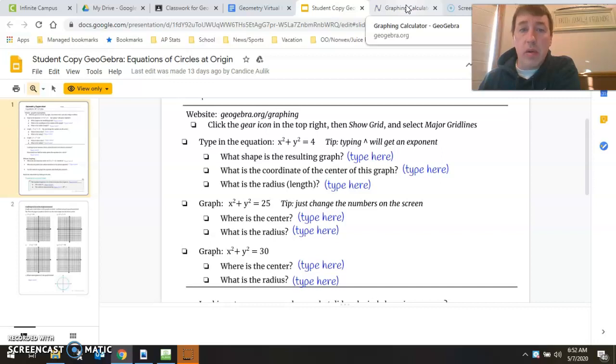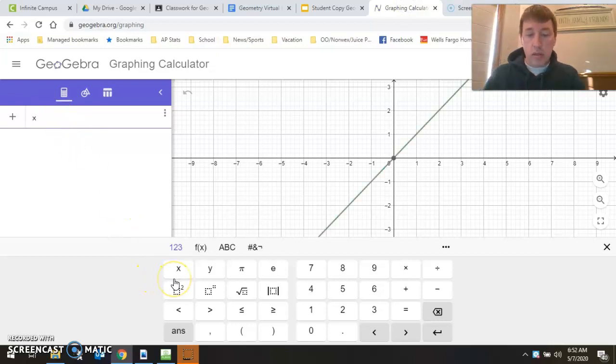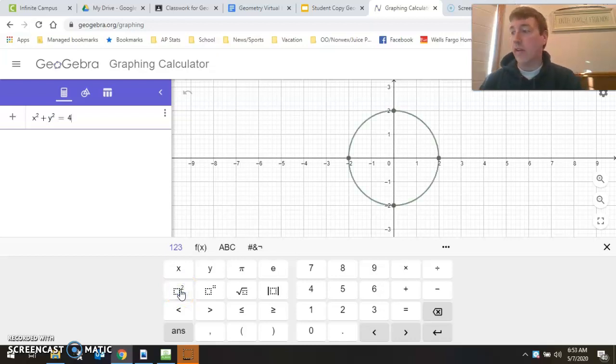But I'm going to type in the equation x squared plus y squared equals 4. So x squared plus y squared. I use the caret button there, equals 4. If you notice, that gives you the graph of a circle. The center is at the origin, (0, 0).